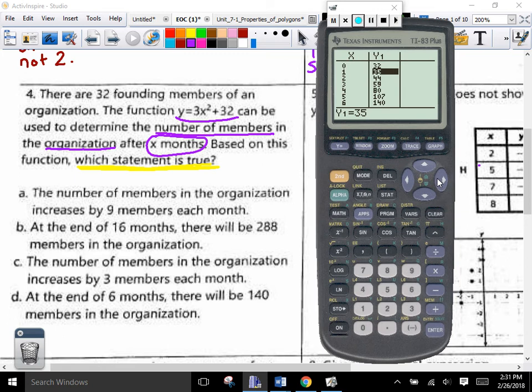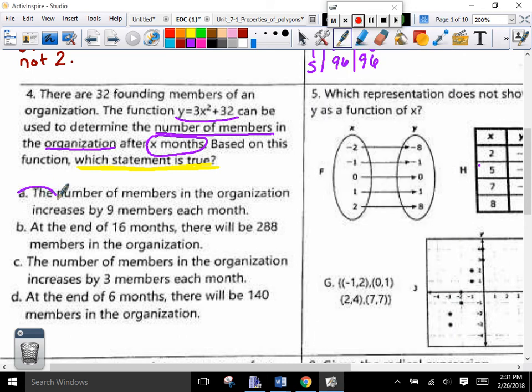So it does go from 35 to 44, that's 9 members. Now it says each month, so we don't stop there. We continue. So 44, is it 9 members from 44 to 59? No, right? It's more than 9. So therefore, A is not my answer. So I am going to cross out letter A. Make sure to read throughout the table. Don't go by the first number.